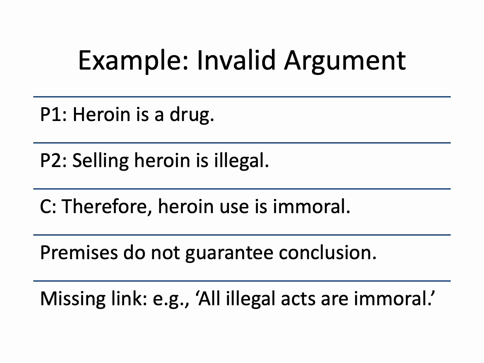Here's an example of an invalid argument. Premise 1, heroin is a drug. Premise 2, selling heroin is illegal. Conclusion, therefore, heroin use is immoral. Even though both premises are true, they don't guarantee the conclusion. We would need another premise, like all illegal acts are immoral, to make the reasoning work.